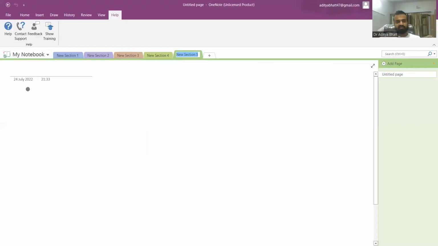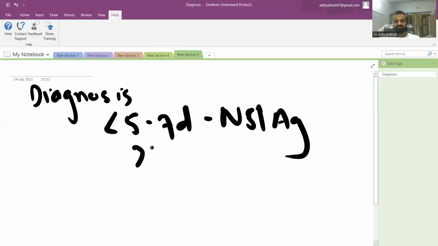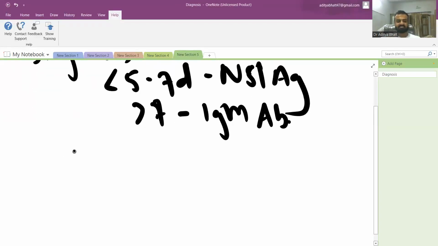Now for the diagnosis, less than 5 to 7 days, we do NS1 antigen. More than 7 to 14 days, we do IgM antibody. Now, there is some controversy regarding IgG titers. So IgG signifies older infection.